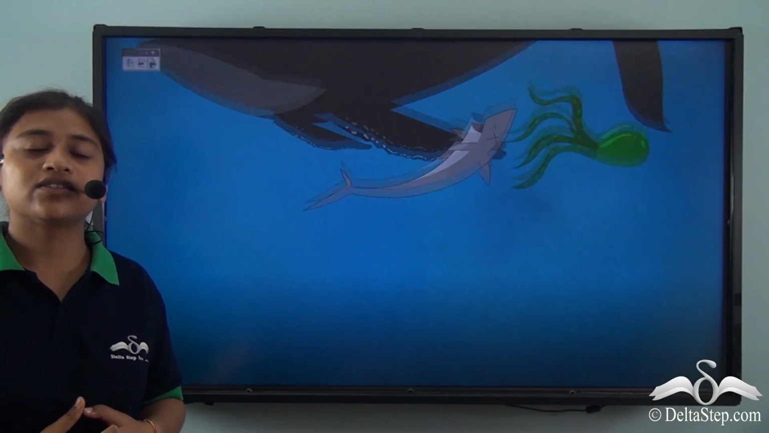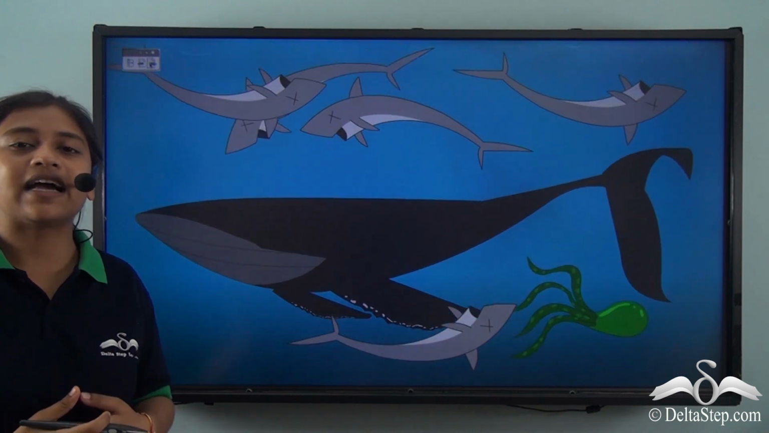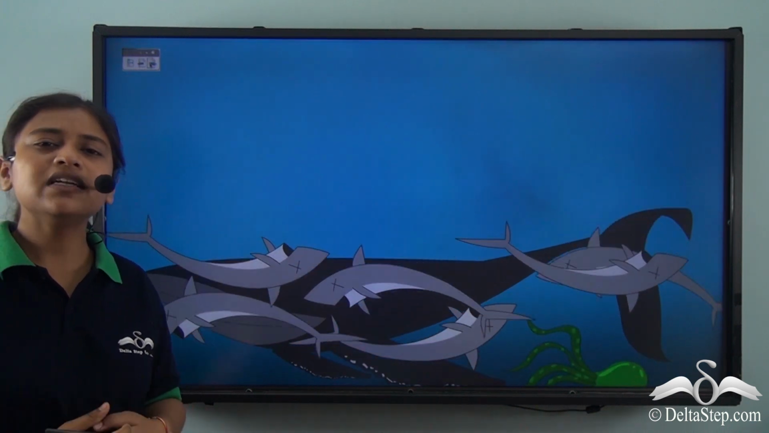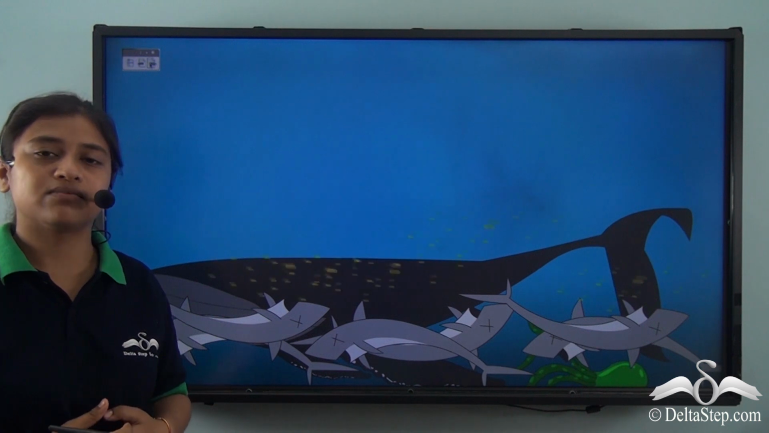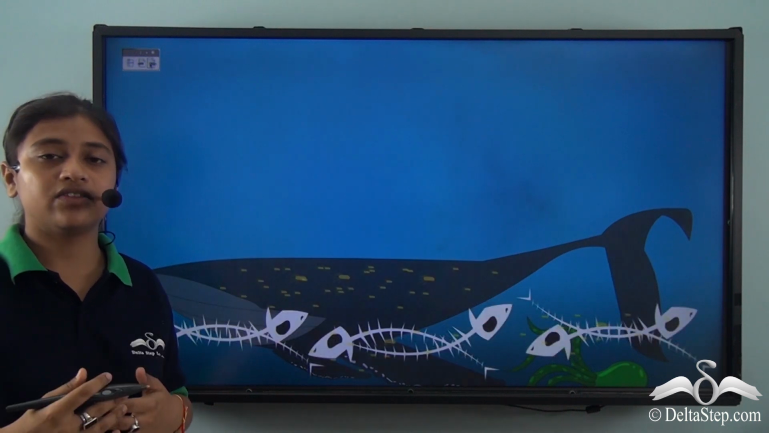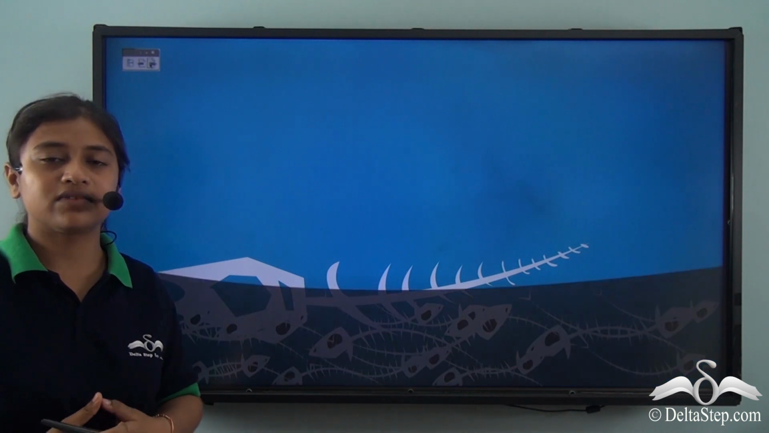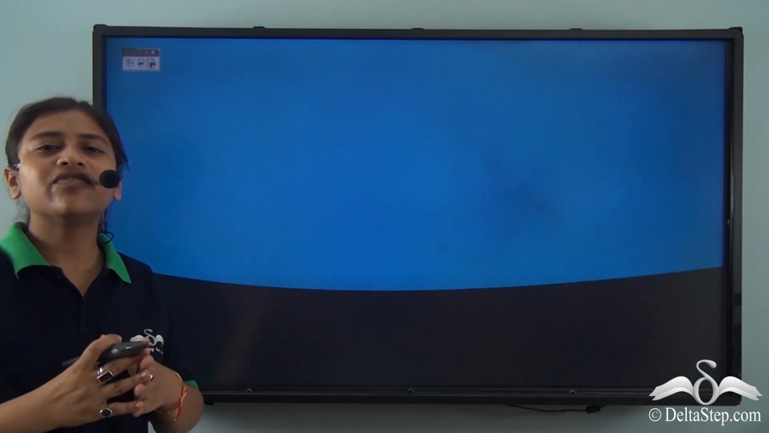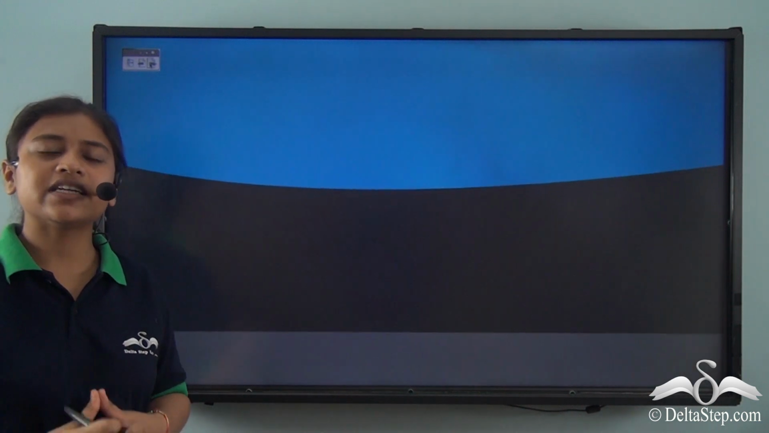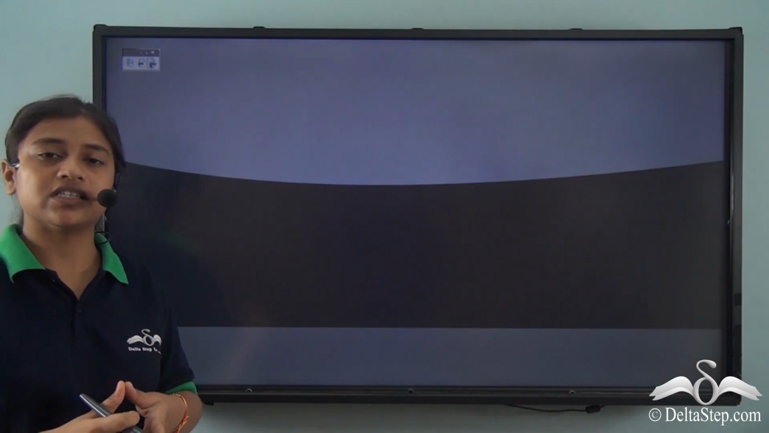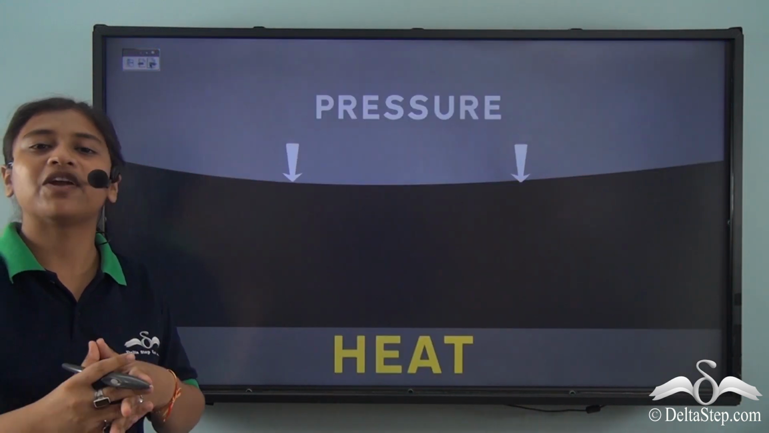Let's see what led to the formation of another important organic mineral, that is petroleum. Millions of years ago, marine organisms got deposited one after another, and then they were decomposed by bacteria, that is microorganisms. After excessive heat and pressure from the Earth's interior and overlying layers, they got converted into fossil fuels, that is petroleum.